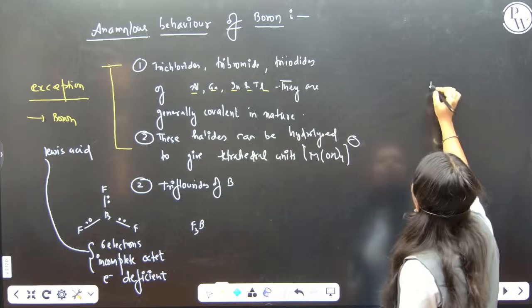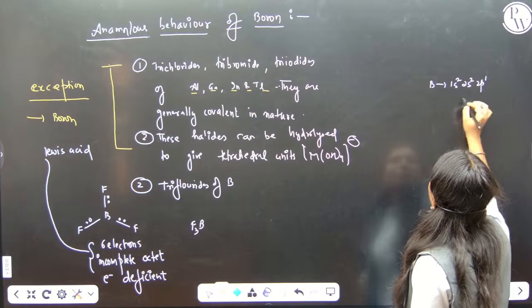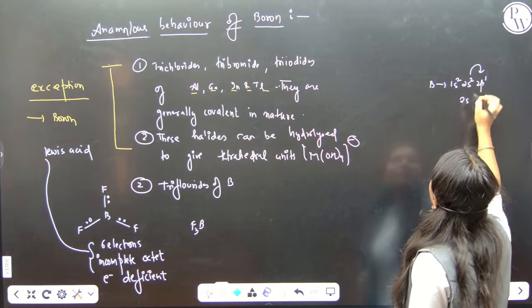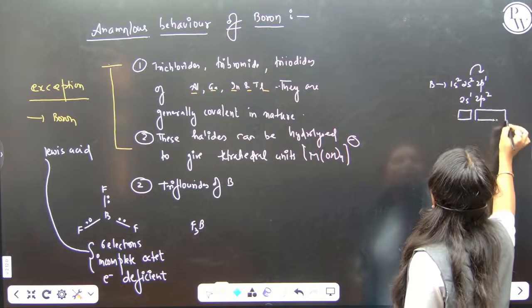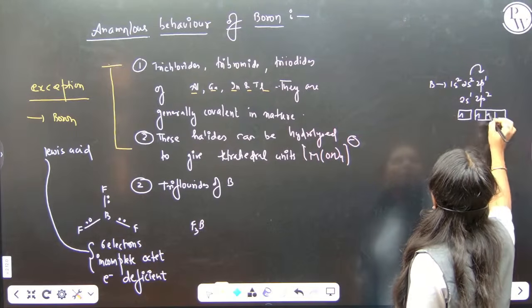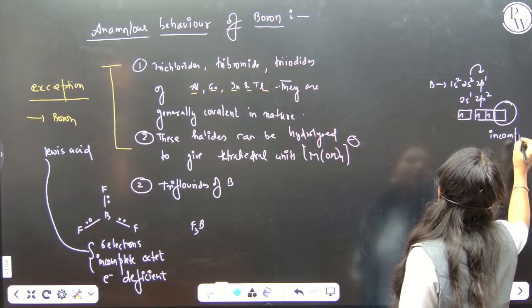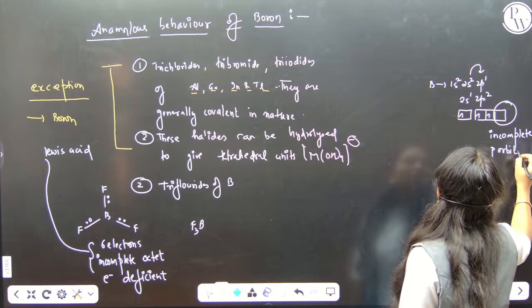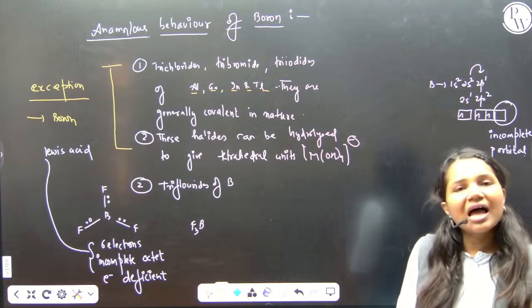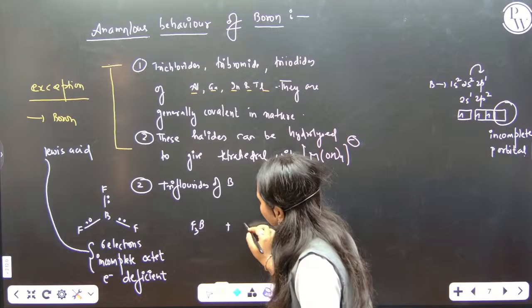And boron: 1s2, 2s2, 2p1. One of the electrons will be excited here. It will always have an incomplete p orbital. So boron has an incomplete p orbital.